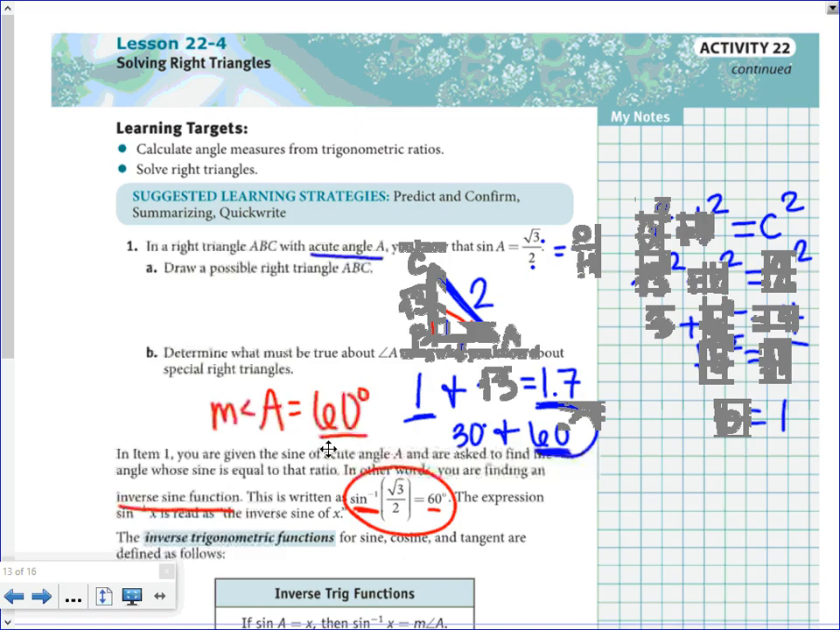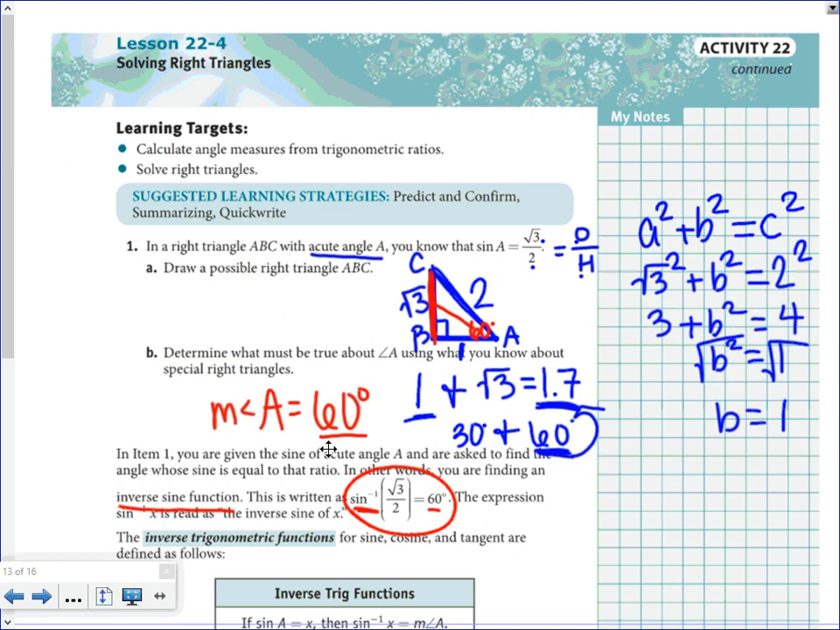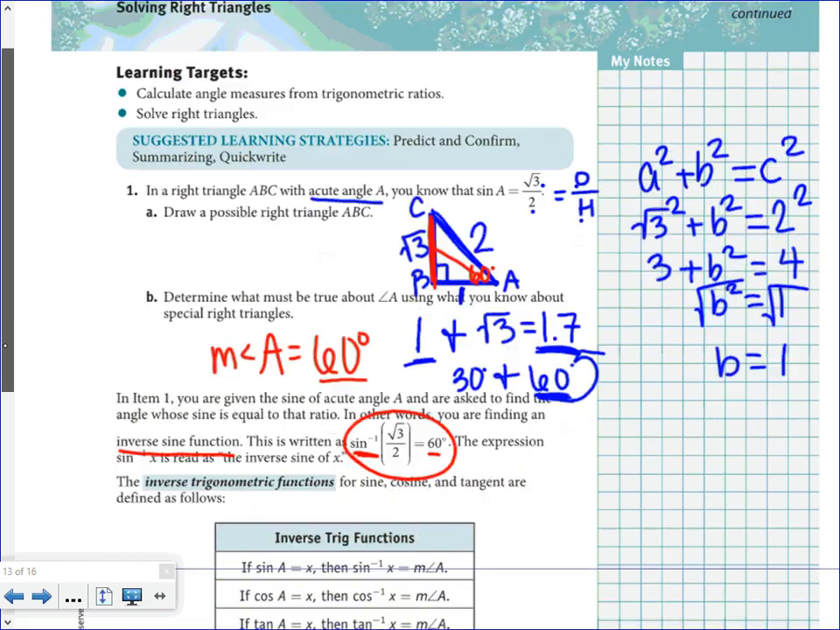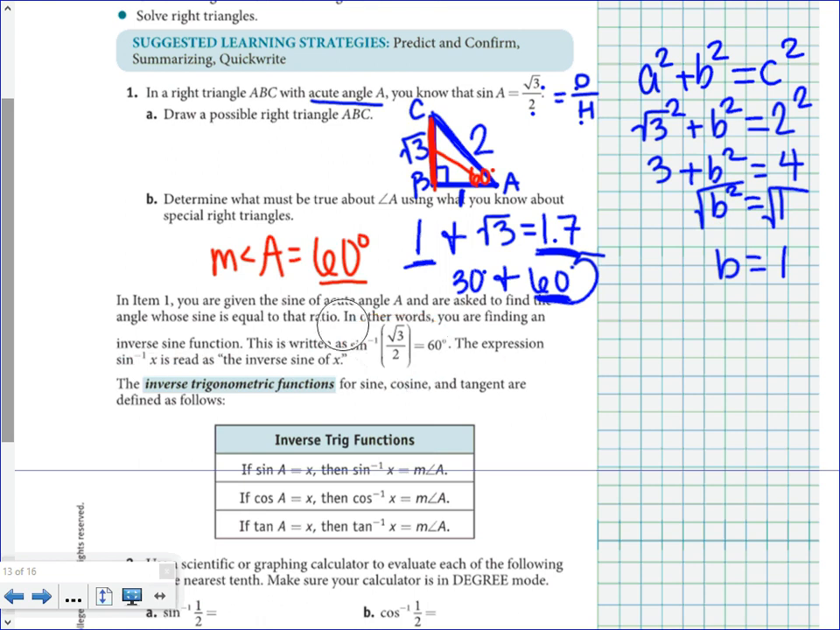This is when you're looking for an angle. So this sine inverse, sine -1, you can write the inverse sine of x, or the sine inverse. So the inverse sine of x, or sine inverse. These are your inverse trig functions.